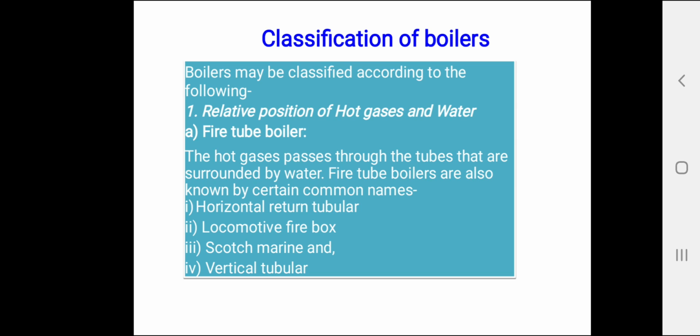Hot gas passing through the tubes that are surrounded by water is known as a fire tube boiler. And if fire is surrounding and water is passing through the tubes, then that is called a water tube boiler. Fire tube boilers are also known by certain common names: horizontal return tubular, locomotive firebox, Scotch marine and vertical tubular boilers.